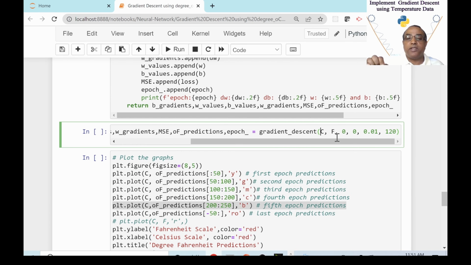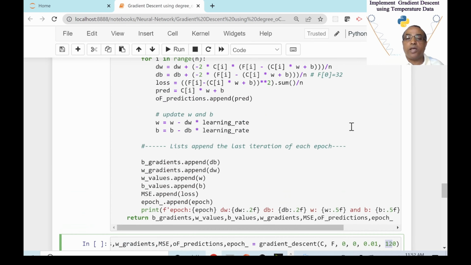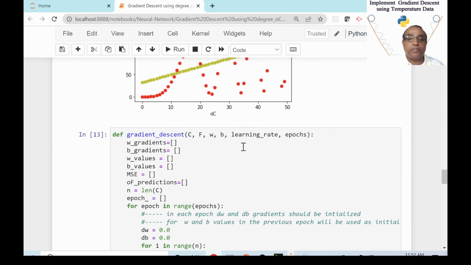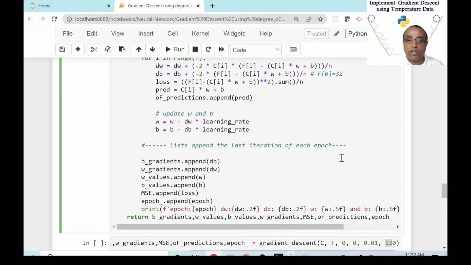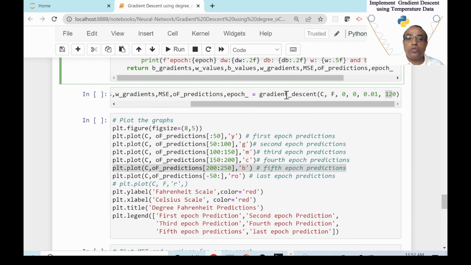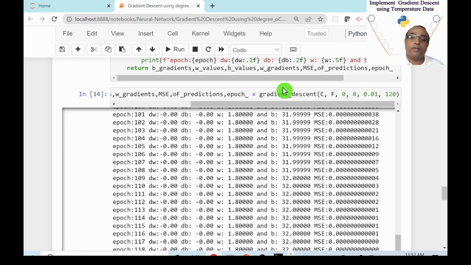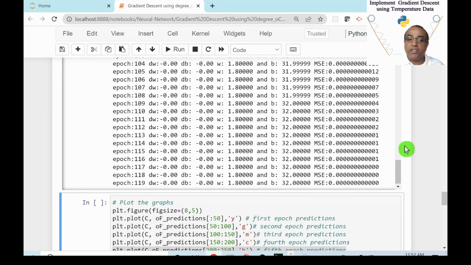When you implement the function, you need to pass the parameters. The parameters in this case are degree Celsius, degree Fahrenheit, these are the W and B values, this is the learning rate, and these are the number of epochs, right? So we need to pass these parameters when you call the function. If you do that, you will get similar results to what we saw in the previous cell.